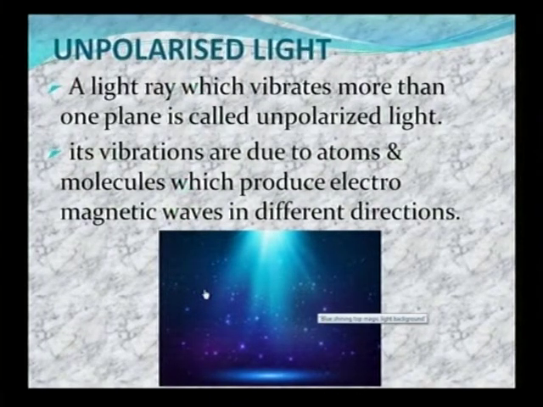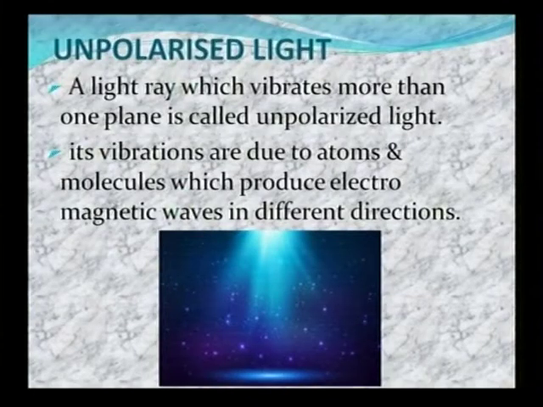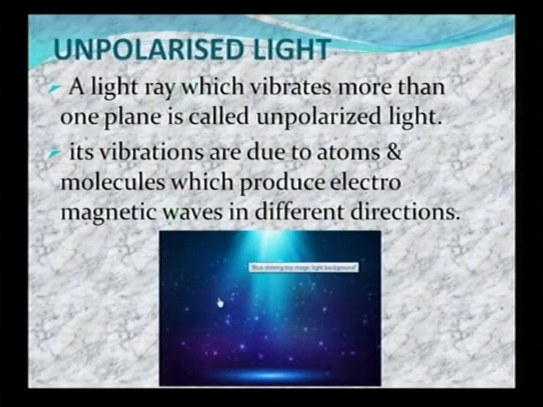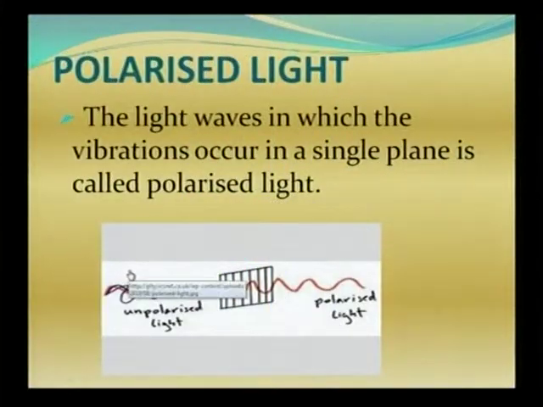Then the light rays which are coming from the sun are unpolarized. Unpolarized light is nothing but a light ray which vibrates in more than one plane. It means there is no particular direction for the rays which are coming from the sun. Here, Sweros, is a picture of a light ray which is coming from the sun. Due to the molecules and atoms present in the atmosphere, this light can be split into many rays. That is how an unpolarized light looks.